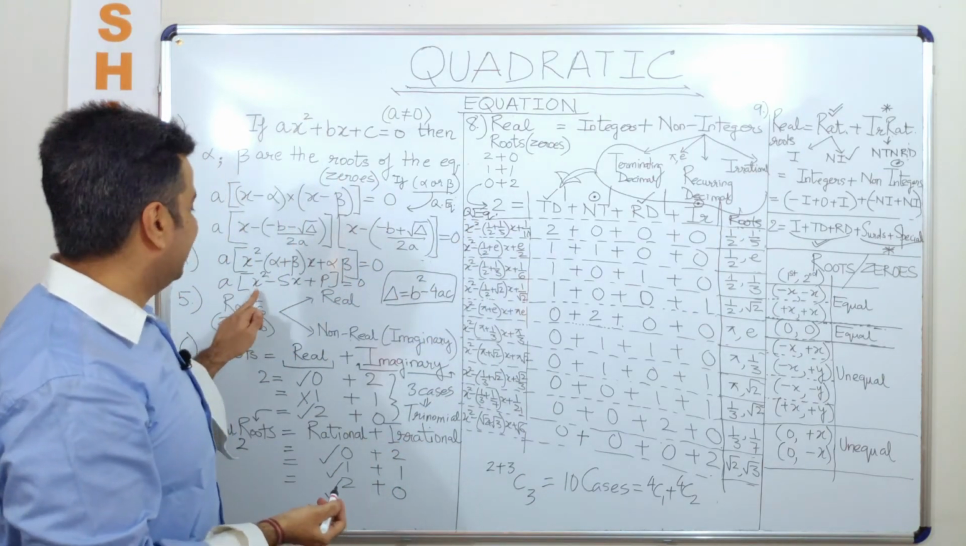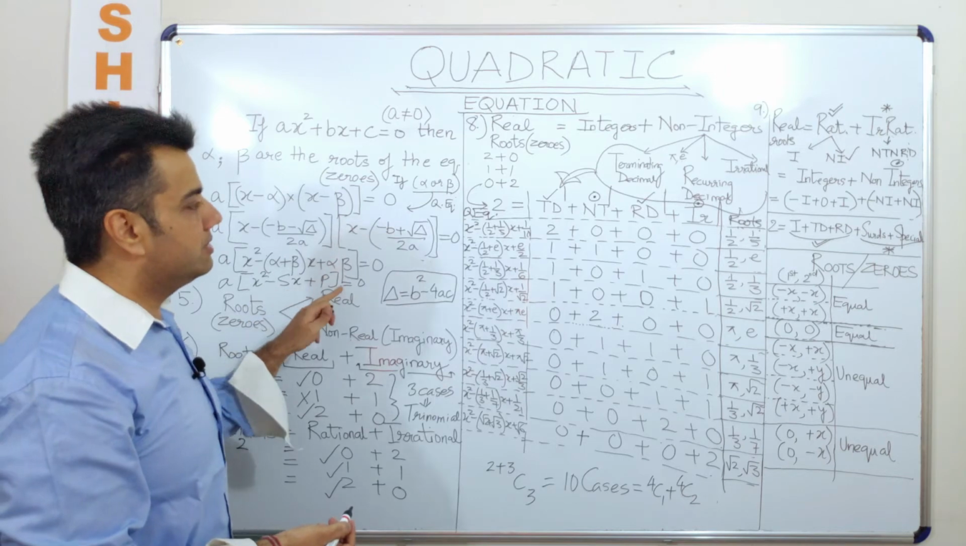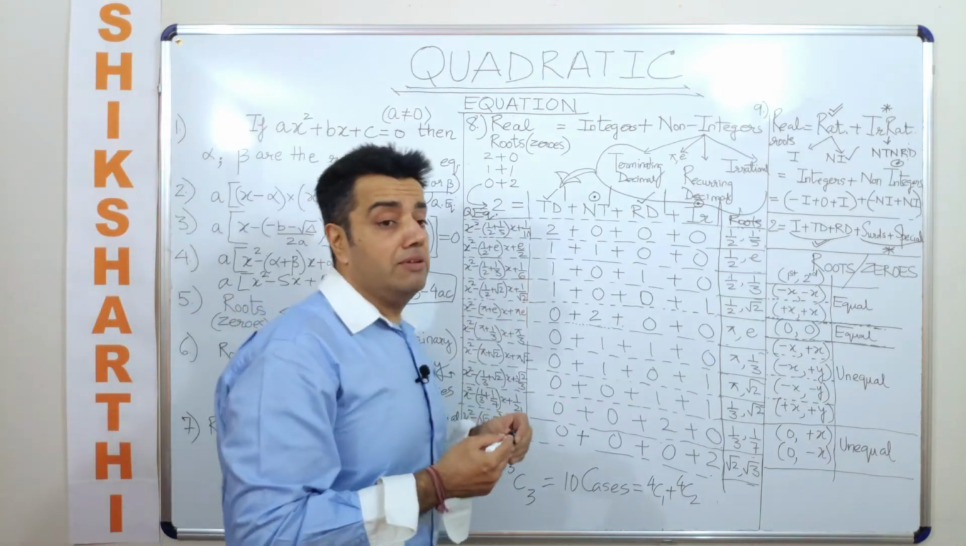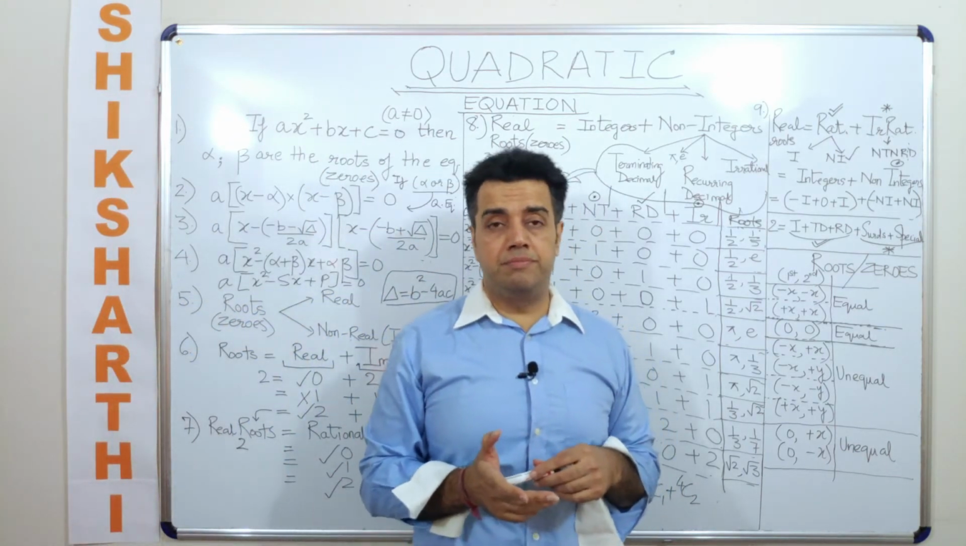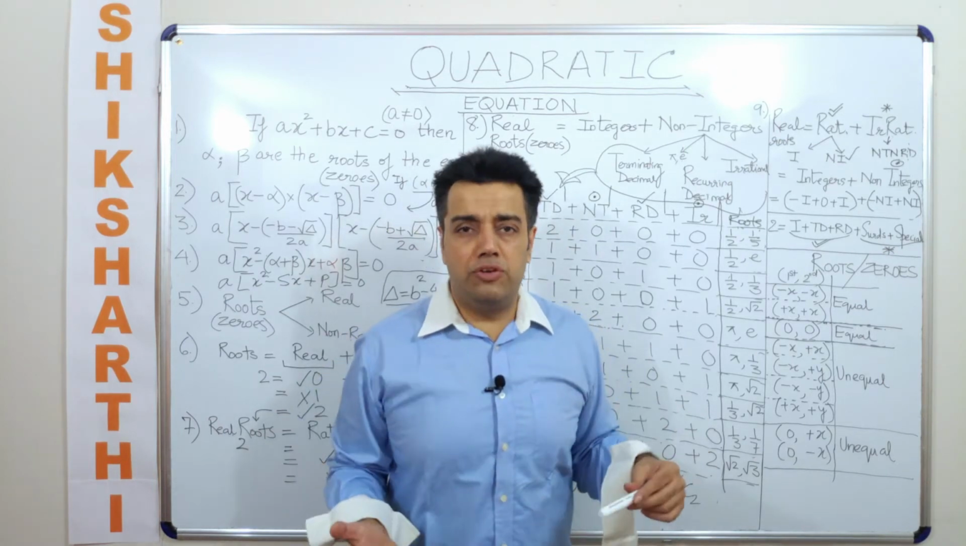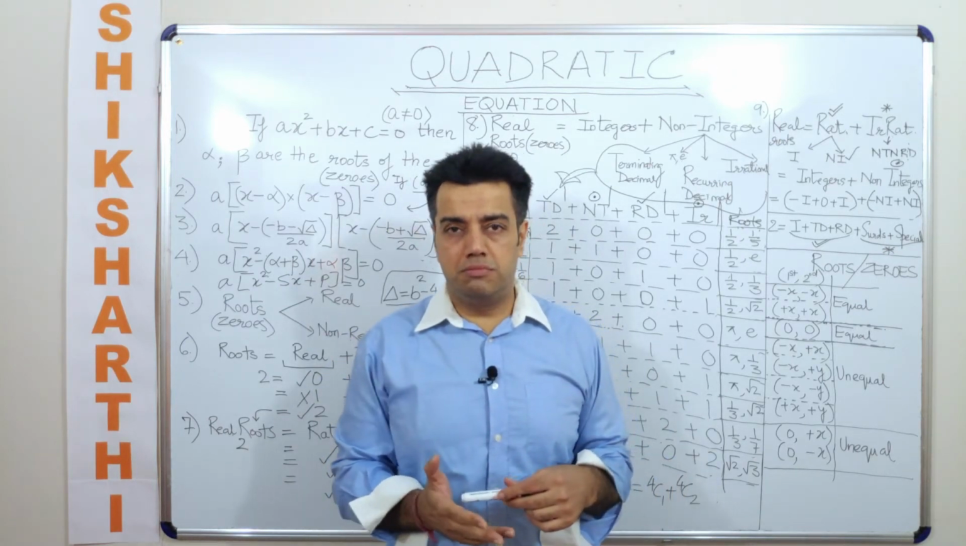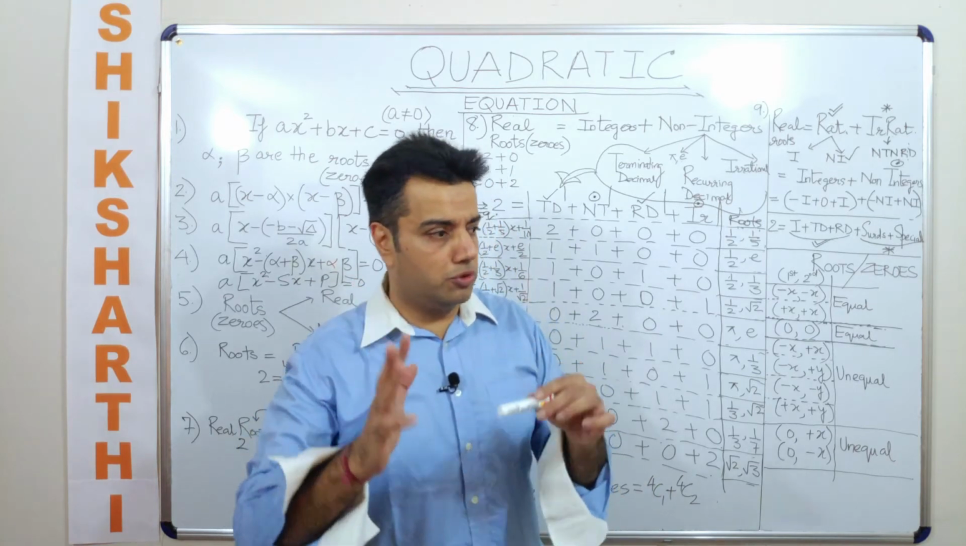a times x square minus sx plus p is equal to 0, where I have taken the value of a as 1. Or I can take any value of a except for 0. I hope you got it.